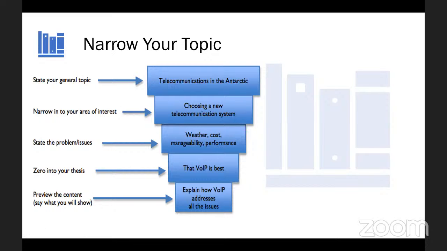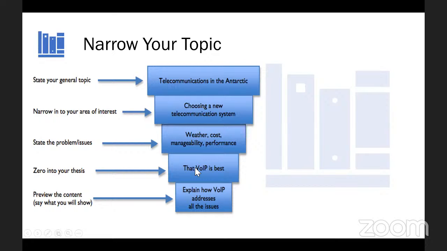And then they will go for the solution, where they say VoIP, voice over internet protocol, is best. But you cannot only say that VoIP is best. You need to explain how VoIP addresses all the issues. At this stage, this is the broad subject, and the formulation of your topic is done: you have found the problem and you have also got the solution to the problem.